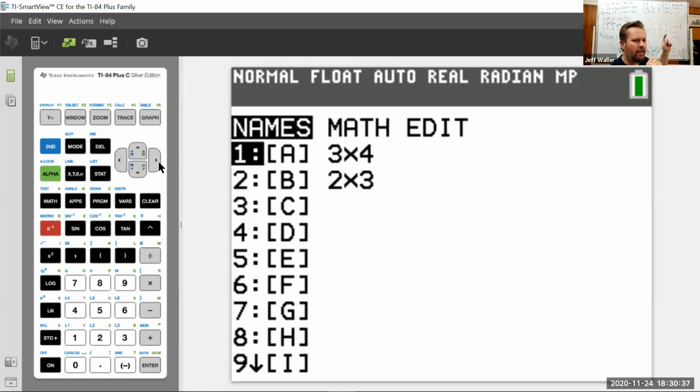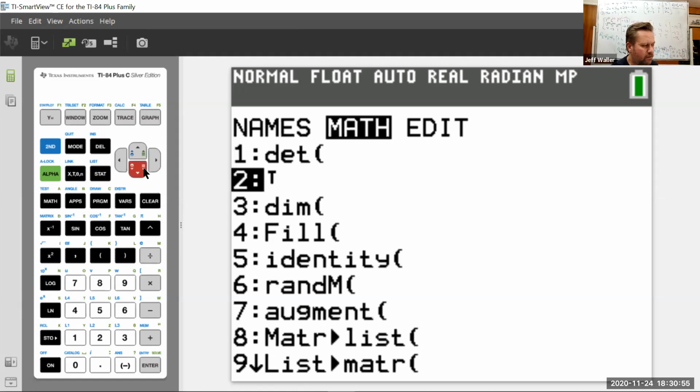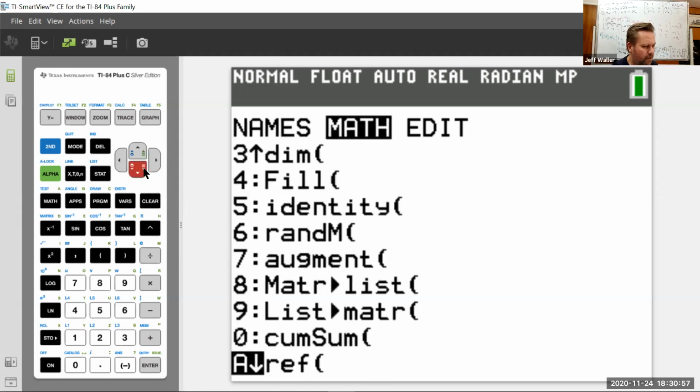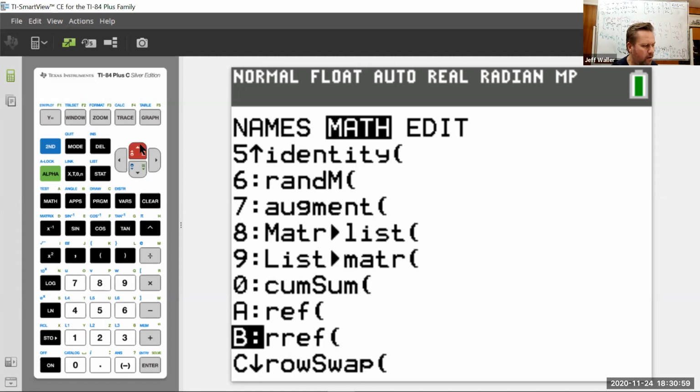So does it make sense we're kind of reducing this matrix? It doesn't matter if you don't think so, because that's exactly what we're doing. We're row reducing this matrix and we're putting it in what's called row reduced echelon form. So if you go to math and you scroll down, you're like, I don't see any row reduced echelon. Oh, there's RREF.